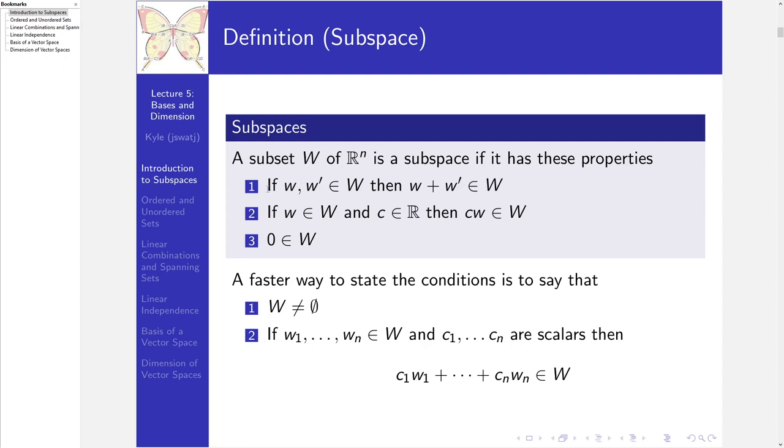So there's 3 properties here. There's vector addition, scalar multiplication, and then it has to contain the 0 vector. So there's 3 properties here that need to be satisfied. The book also mentions that there's a faster way to write these conditions. It just has to be non-empty, and any number of vectors and scalars can be multiplied and added together, and that will also be in W. I think the harder part to see here is that this is equivalent.